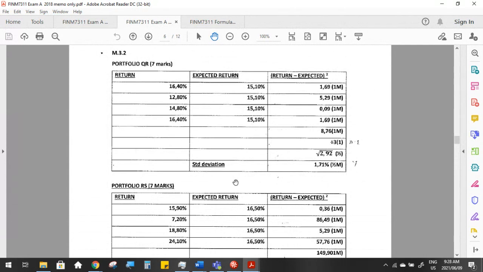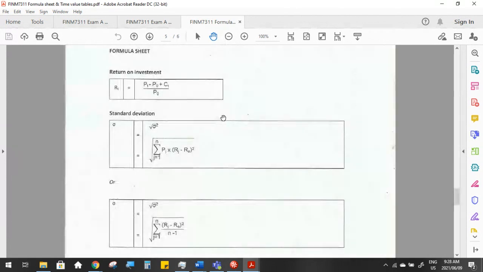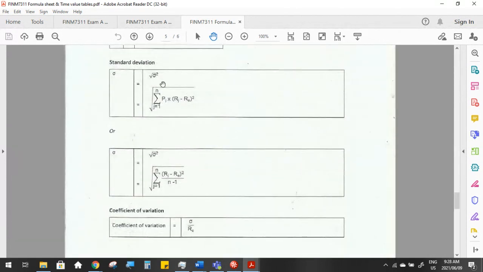So you've got your standard deviation formulas on your formula sheet. Remember, if you go and have a look over here, this is your formula sheet, standard deviation. Remember, you've got two formulas. The first one is where we have got a probability related to the return of our asset, and the second one is where there's no probability. We've just got an expected return and a return of each asset.